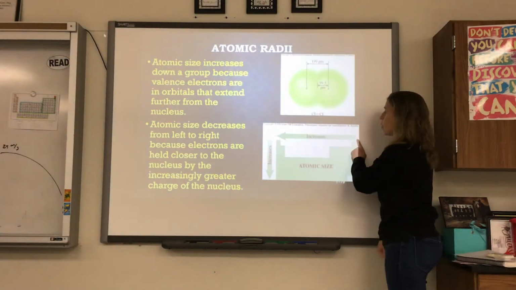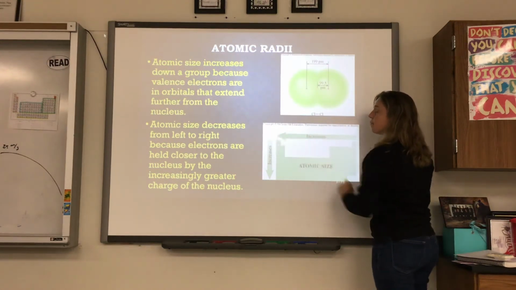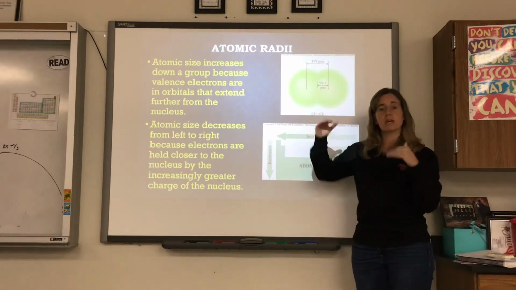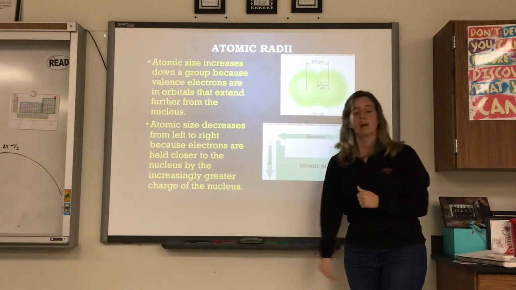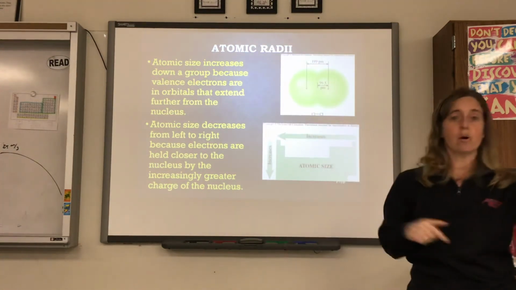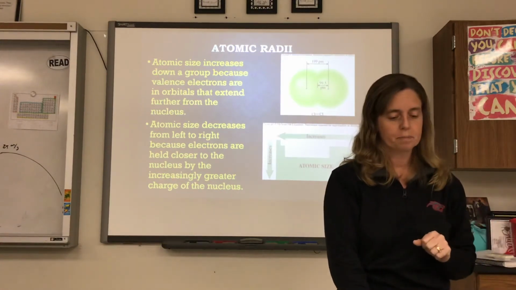Then I want you to go all the way to column 18, and I want you to draw an arrow to the left that says increasing. So I want you to do the same thing. So it's increasing this way and increasing this way. I want you to draw those lines on that smaller table that says atomic radius or atomic size.